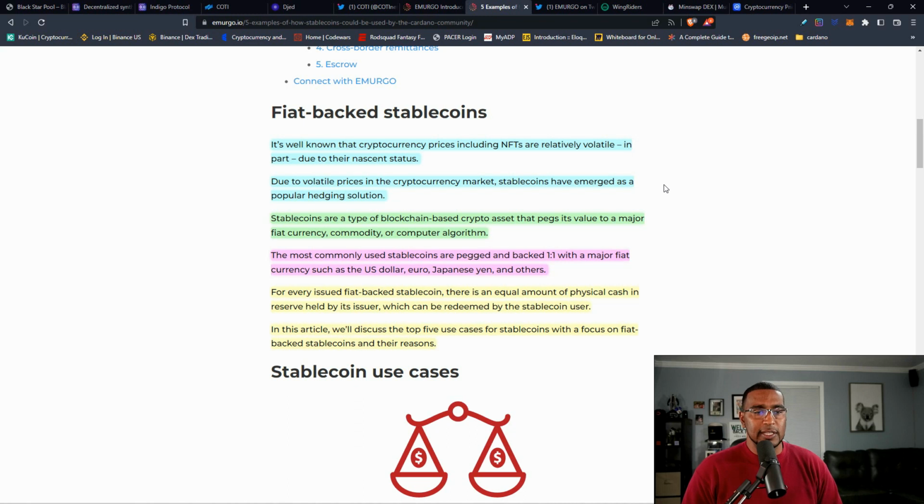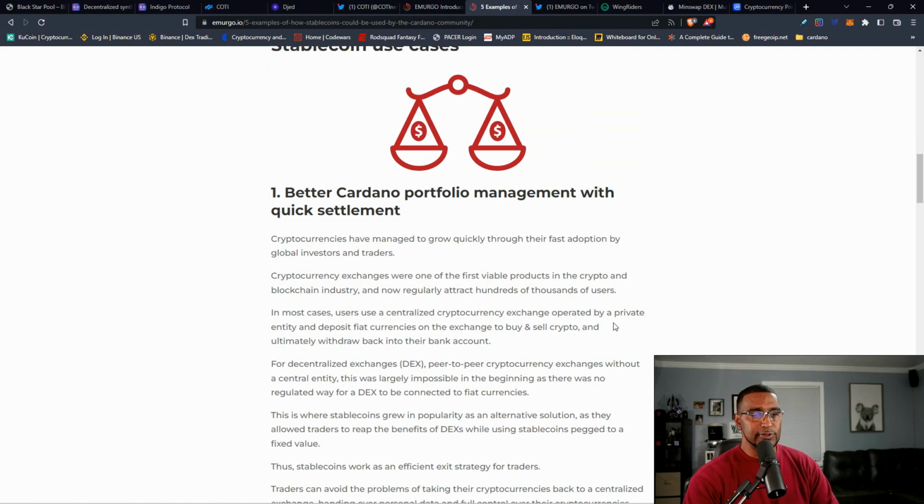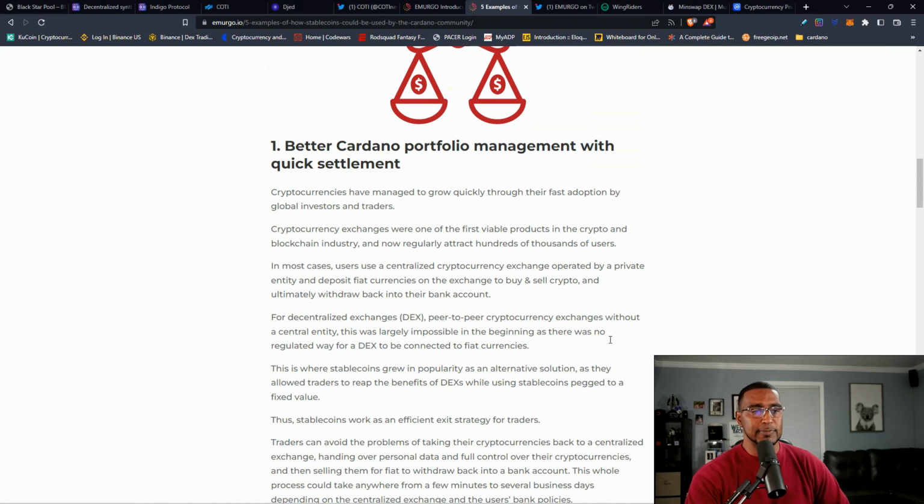Stablecoins are a type of blockchain-based crypto asset that peg its value to a major fiat currency, commodity, or computer algorithm. The most commonly used stablecoins are pegged and backed one-to-one with major fiat currencies such as US dollars, euro, Japanese yen, and others. For every issued fiat-backed stablecoin, there's an equal amount of physical cash in reserve held by its issuer, to be redeemed by the stablecoin user. In this article, we'll discuss the top 5 use cases for stablecoins with the focus on fiat-backed stablecoins and their reasons. Stablecoin use case: a better Cardano portfolio management with quick settlement.